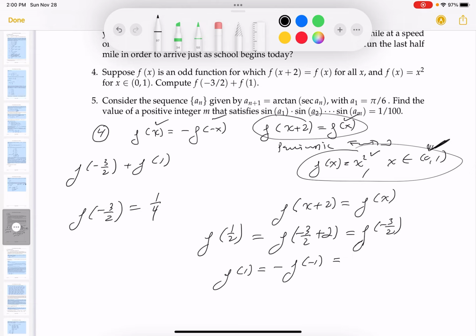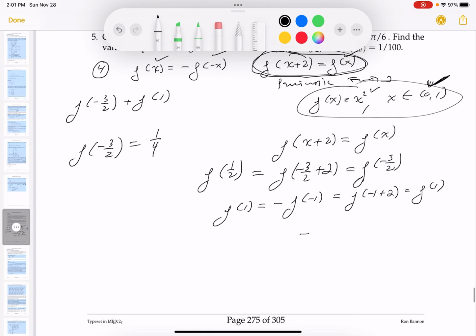I am going to use this. So f of minus 1 would be f of minus 1 plus 2, which is f of 1. Well, it does give me that back, doesn't it? Well, let me write that down. Maybe I'm a little confused, but it's f of minus 1 equals f of 1. They're equal. And f of 1 plus f of minus 1 would have to equal 0.